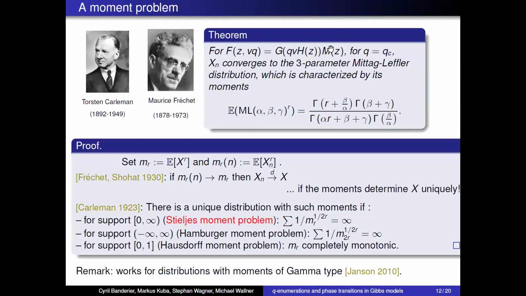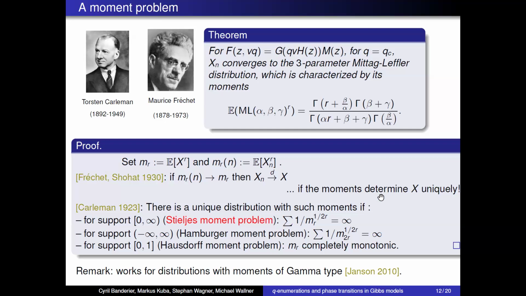For our schemes, in more generality, even with the multiplicity factor at the end, at the critical value, we have a convergence to a three-parameter Mittag-Leffler distribution, which is characterized by these moments here. The classical tool to prove this is the Fréchet-Shohat theorem. If your moments for a given n converge to the values of some moments of some distribution, you can conclude that you have convergence in distribution if one important condition is fulfilled: the limiting distribution is uniquely determined by its moments.